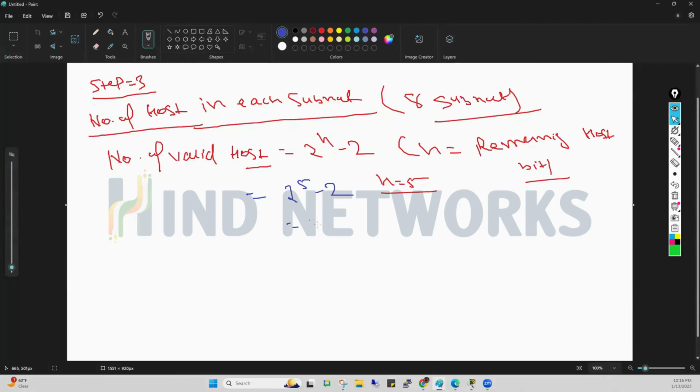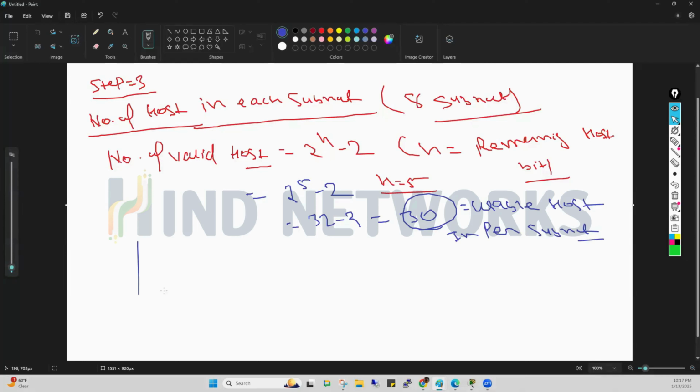What is the value? 2 to the power 5: 2, 4, 8, 16, 32. 32 minus 2, the value will be 30. Is this clear, everyone? So 30 will be the usable hosts per subnet.